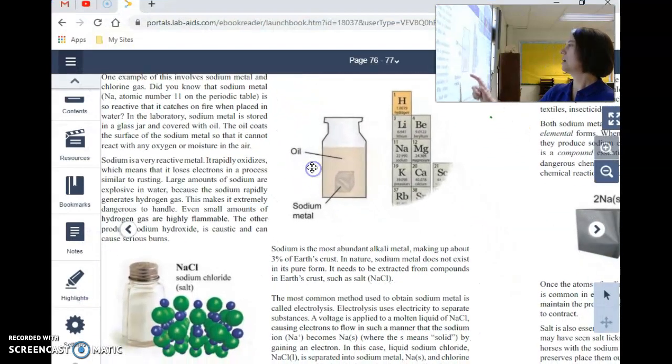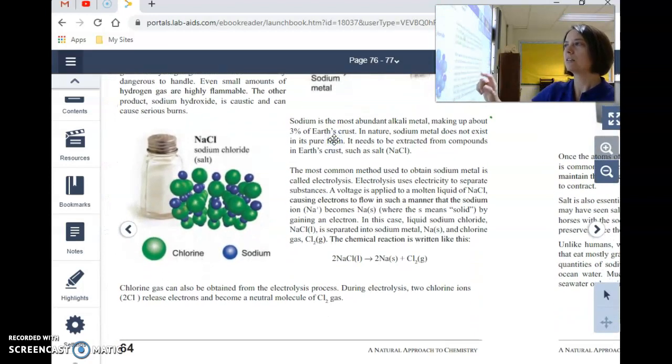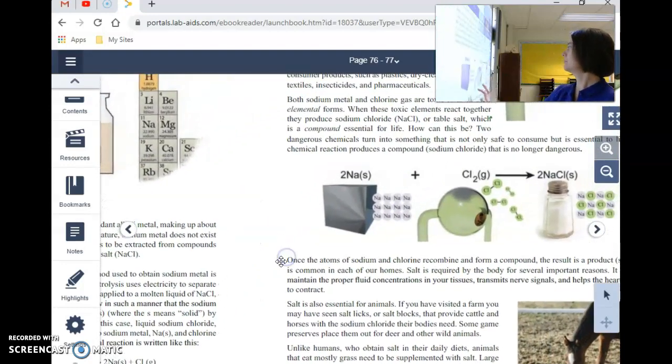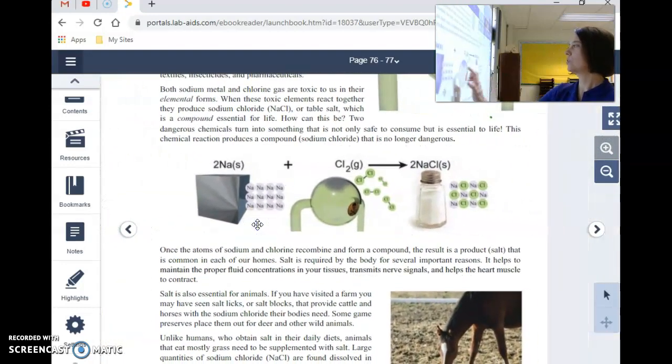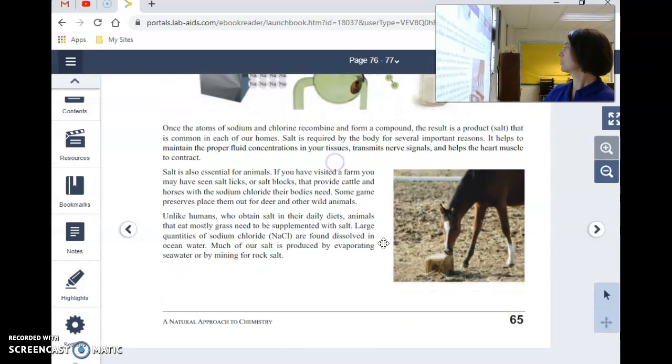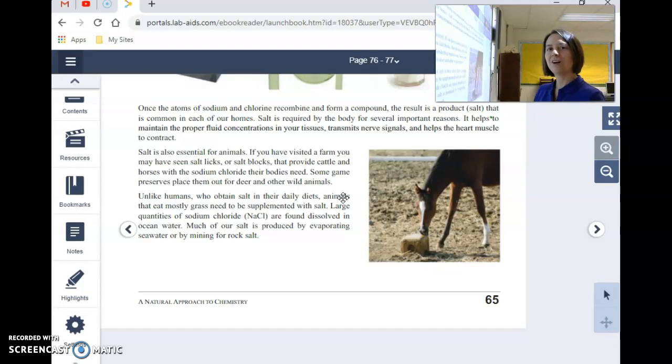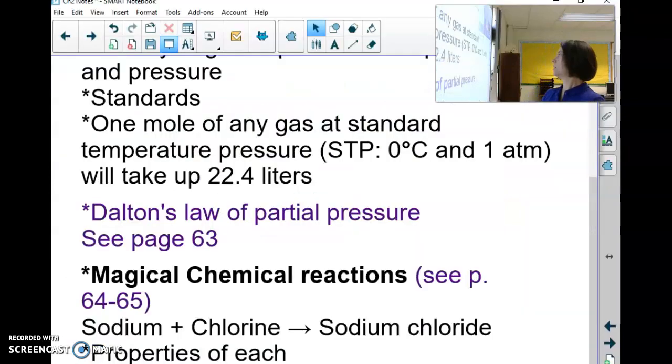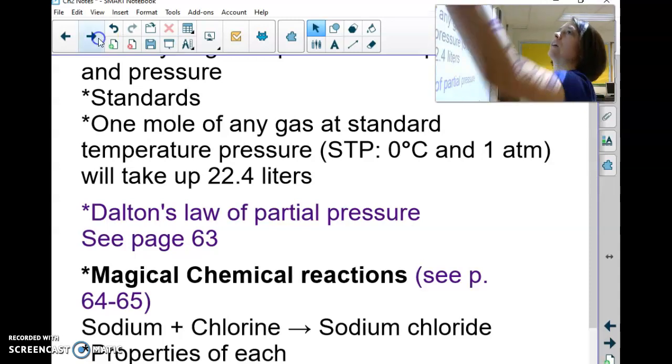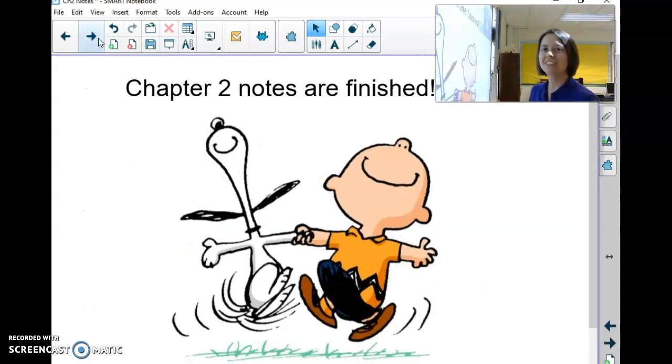So we have sodium metal, very reactive, found in oil. We've got table salt, sodium chloride, and then we have our sodium and our chlorine combining to make sodium chloride, which we know salts are an important part of all animals' diets. So, congratulations on finishing Chapter 2 notes. Good job.